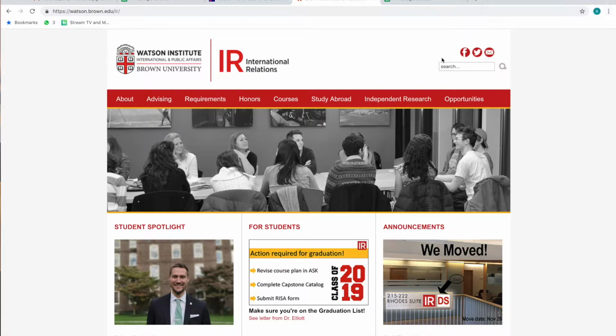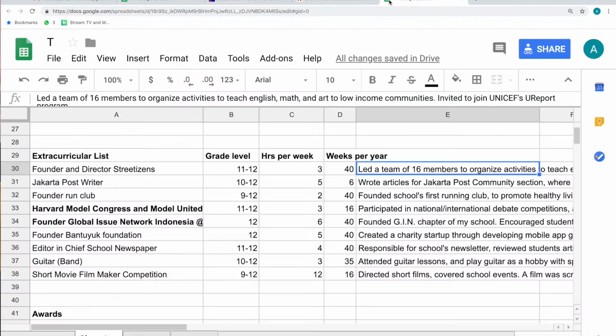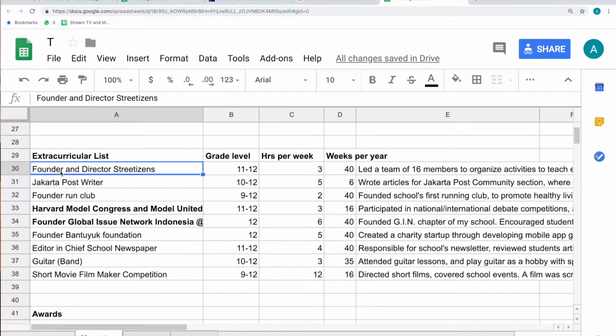And within this person's activities, he was involved in. So first, he was the founder and director of Citizen in his school. He was also the Jakarta Post writer. He's been doing it for 2 years. Founder of Run Club in his school. He joined the Harvard Model Congress and MUN for the last 2 years.